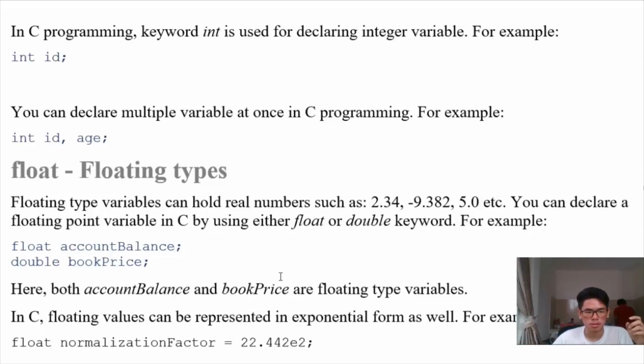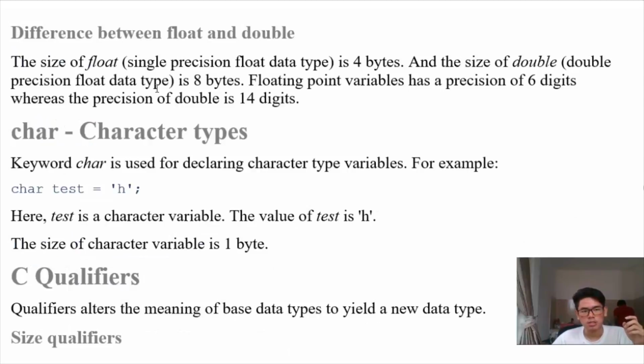So what is the difference between float and double? The size of float, which is the single precision floating point data type, is 4 bytes. However, the size of double, which is the double precision floating point data type, is 8 bytes. So a double can store more values than a float. A float variable has a precision of 6 digits, whereas the precision of double is 14 digits. So that's just like what I said earlier: double can store more value, whereas the float type can store less.